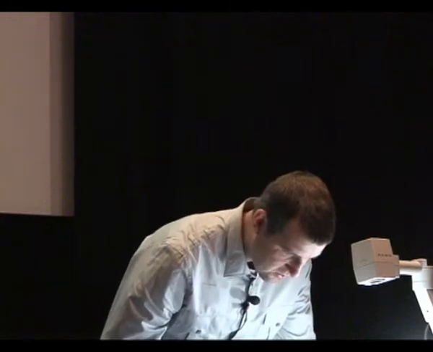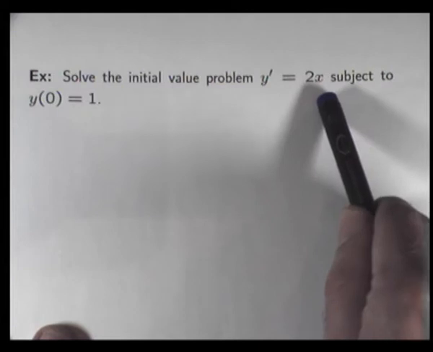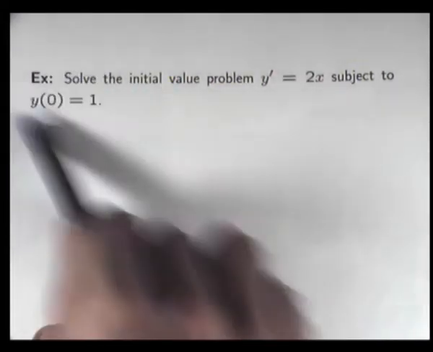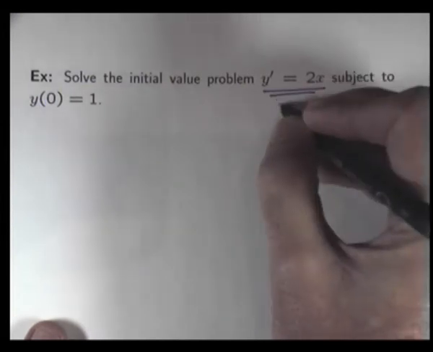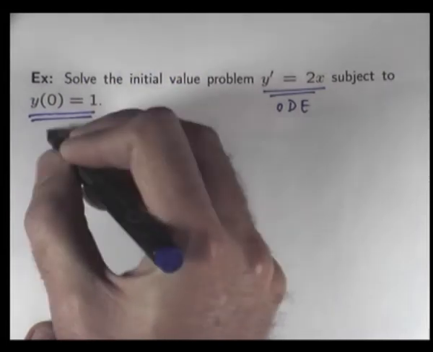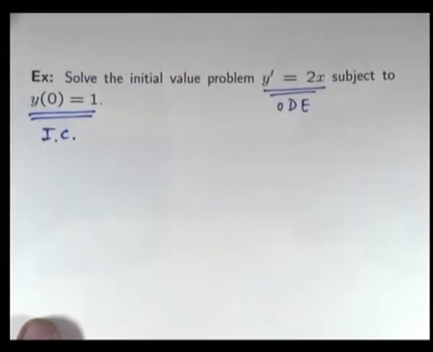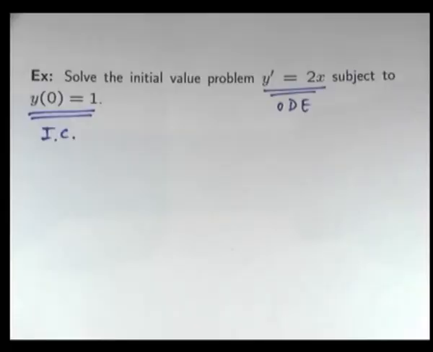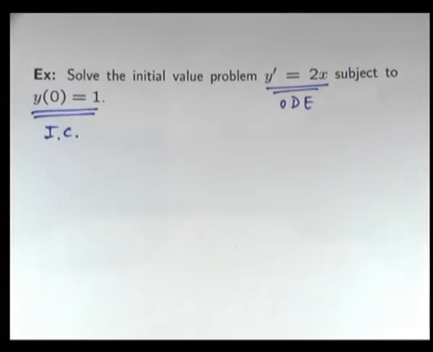Here we're asked to solve the following initial value problem: dy dx equals 2x subject to y of 0 equals 1. So here we have the ODE, and here we have the initial condition. We've got to a stage where we're faced with an ordinary differential equation and some extra piece of information. How do we solve this?